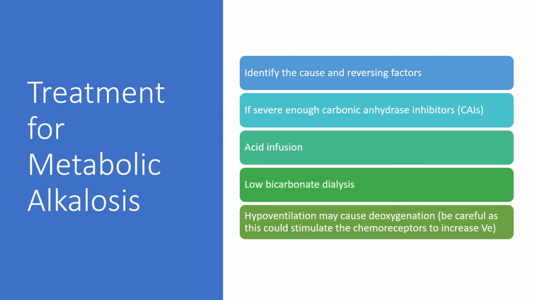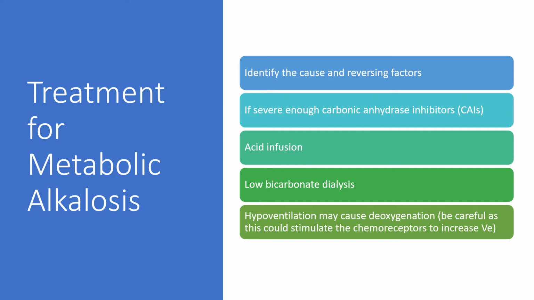So how do we treat the metabolic alkalosis? Well, treat the cause and reverse the factors. If it's severe enough, we can use carbonic anhydrase inhibitors, which is a diuretic medicine, and that can help with that. We can also give them acids to infuse, or low bicarb dialysis to pull it off as well. And then finally, hypoventilation can cause deoxygenation.